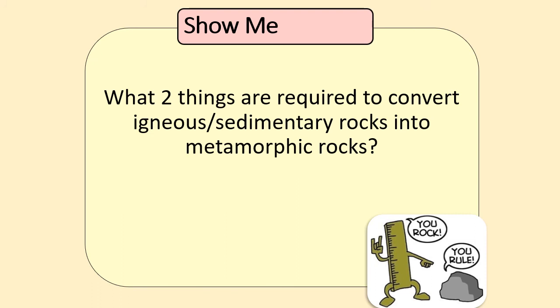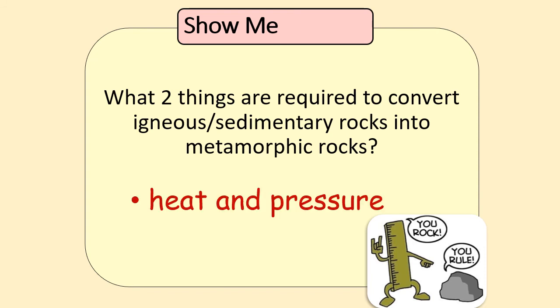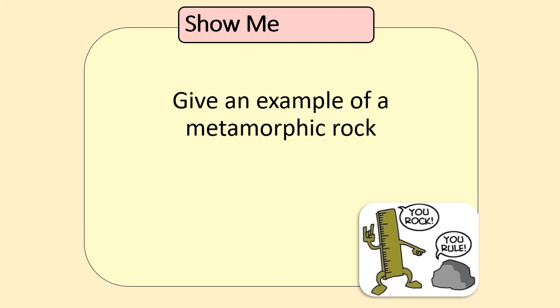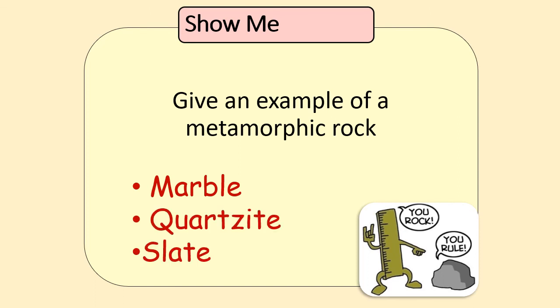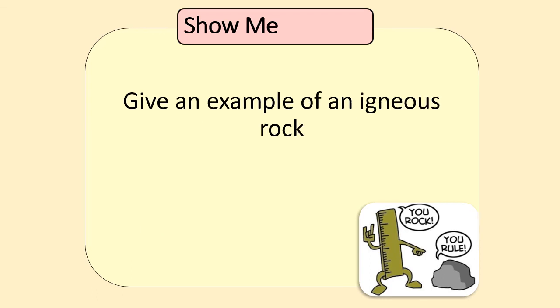What two things are required to convert an igneous or a sedimentary rock into a metamorphic rock? Well, those two things are heat and pressure. Give an example of a metamorphic rock. Well, things like marble and slate and quartzite are examples of metamorphic rock. And give an example of an igneous rock. So your igneous rocks would be things like basalt, granite.